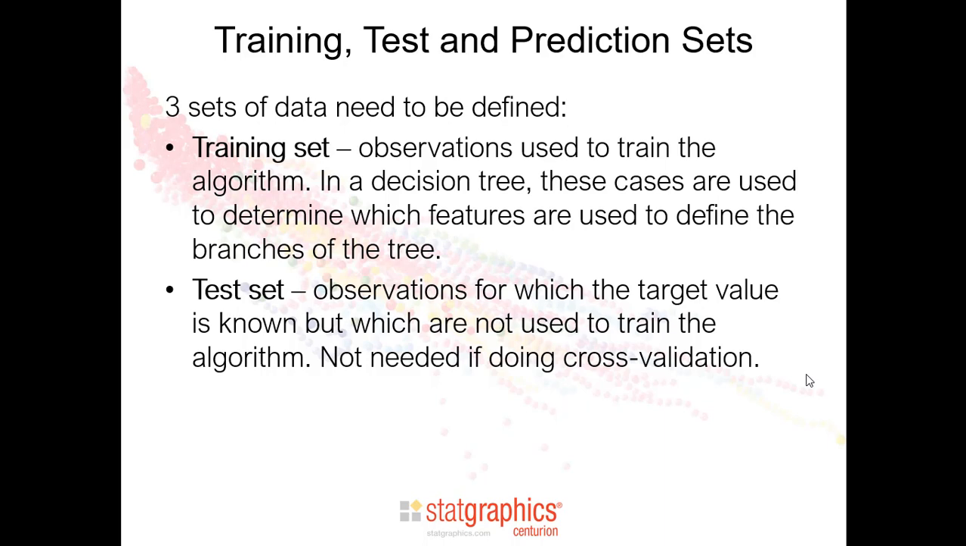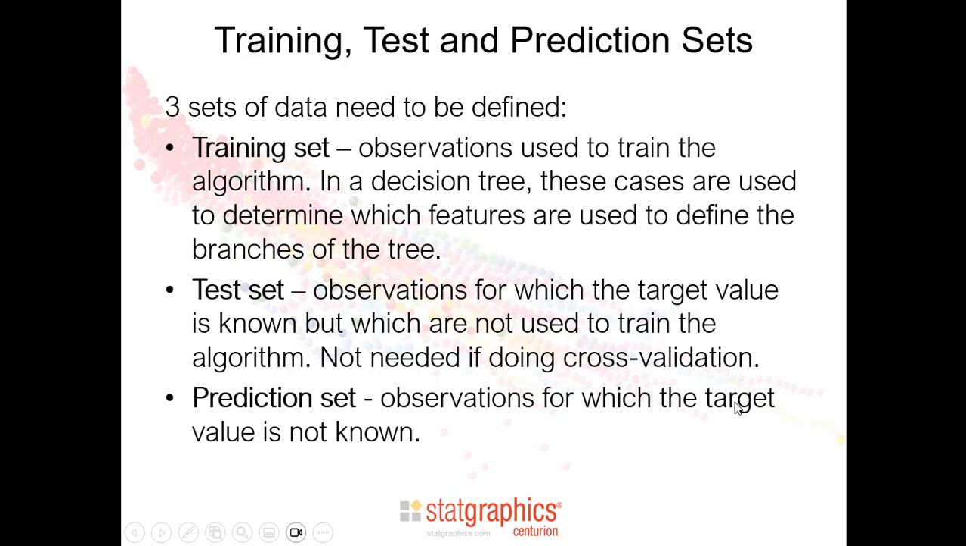The test set is not needed if you're doing cross-validation. The third set is a prediction set. These are observations for which the target value is not known, but you wish to predict it.